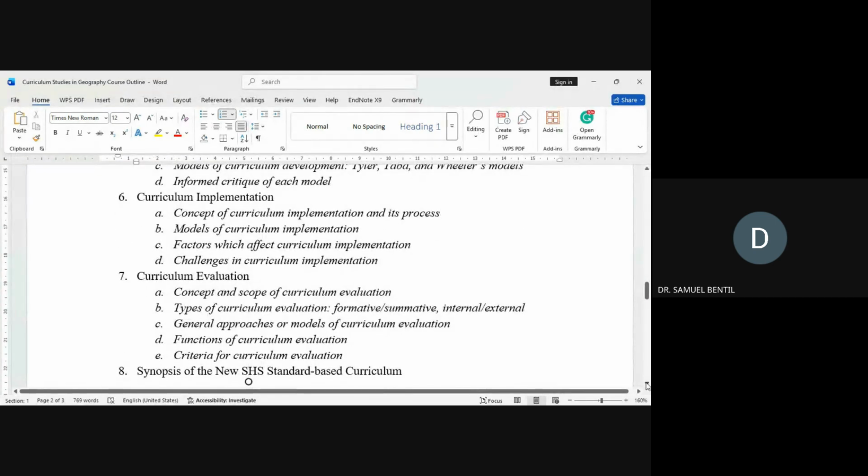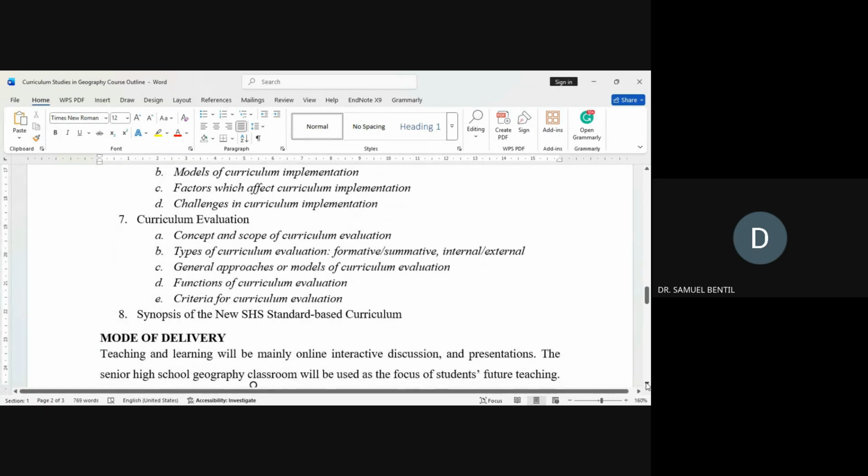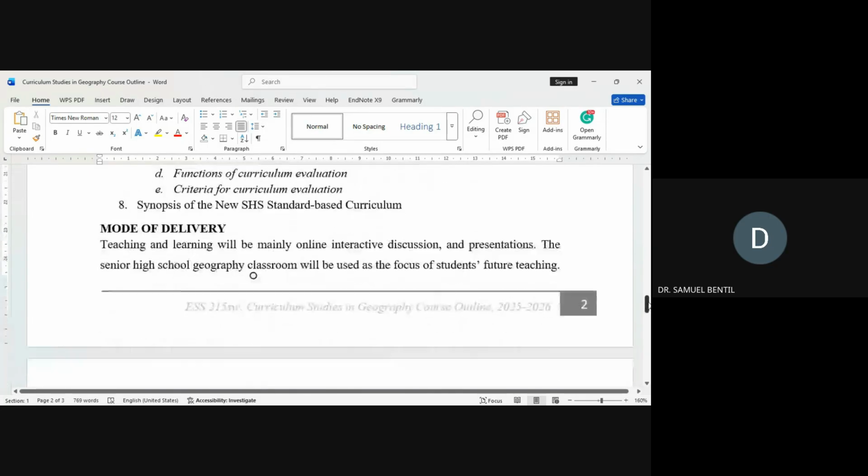Then, having developed that, we'll also look at curriculum implementation, curriculum evaluation, and end up with a synopsis of the new standard-based curriculum. So these are the 4 major areas, 8 major topics that we're going to look at. I anticipate that every week we'll take 2 topics and we'll be able to exhaust them before the time. So that is it for the course.